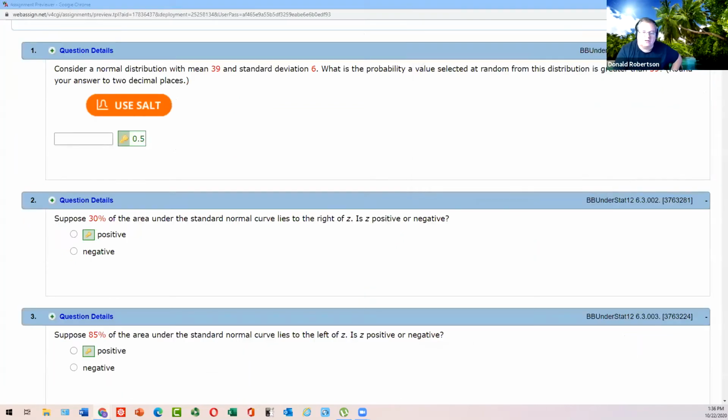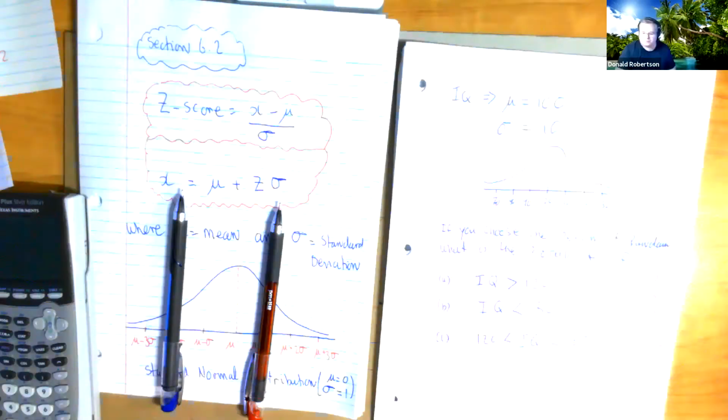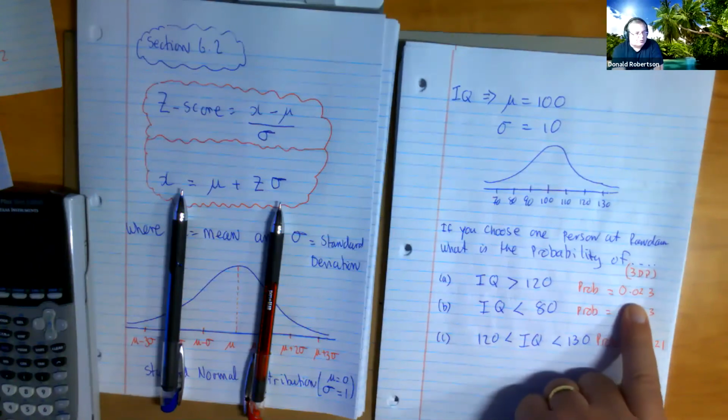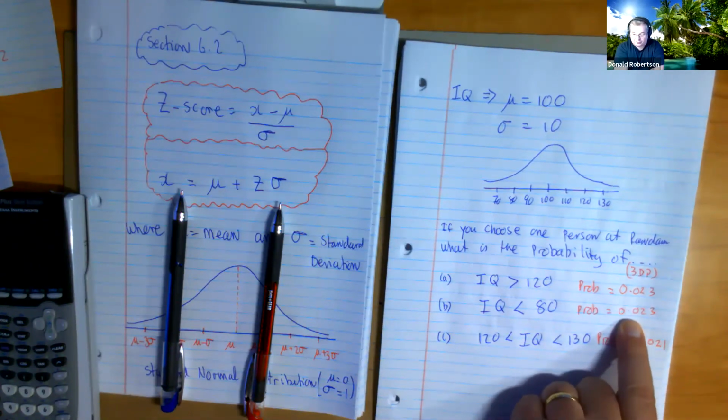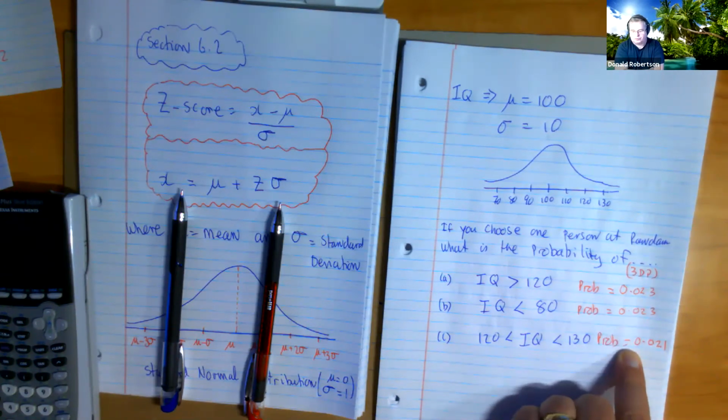Can you see that I could probably answer any other version of that question you could possibly want? Couldn't I find out what percentage of people have an IQ bigger than 130 or less than 82 or between this number and this other number? All of them are possible. Very powerful piece of software. These are the results I've got: 0.023, 0.023 again, and 0.021.